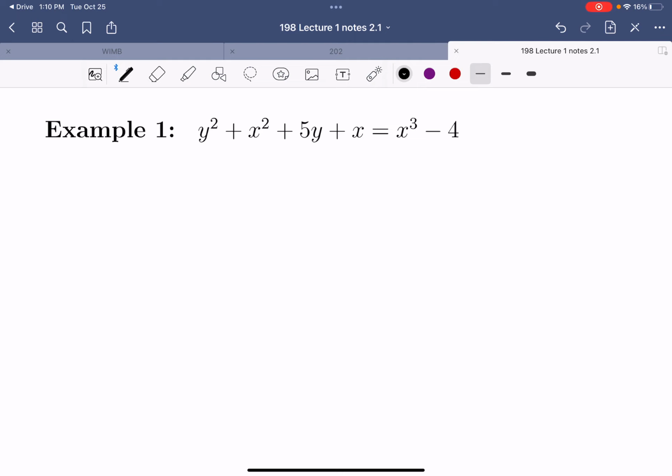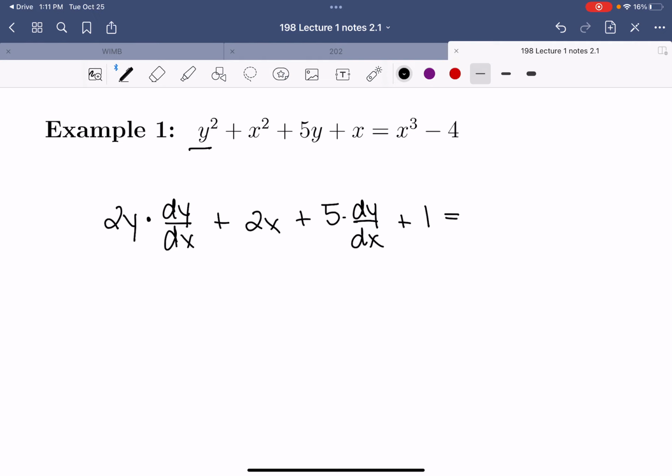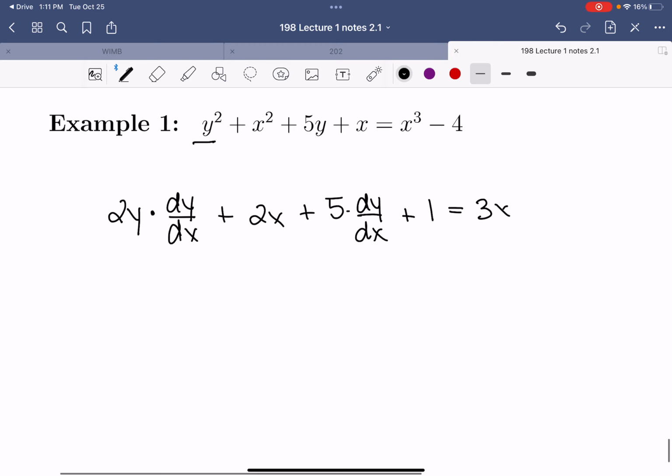So here we go. First thing, the derivative of y squared. The derivative of y squared is 2y, but it is a y, so I'm going to have to multiply by dy dx. The derivative of x squared is 2x. The derivative of 5y is 5, but you have to multiply by the derivative of y, which is dy dx. Now, dy dx is just another notation for derivative, where the top references the function being differentiated, and the bottom refers to the variable you're differentiating with respect to. So we're differentiating the function y with respect to x. Our next term is the plus x, so that gives us plus 1. And on the right, the derivative of x cubed minus 4 is 3x squared.